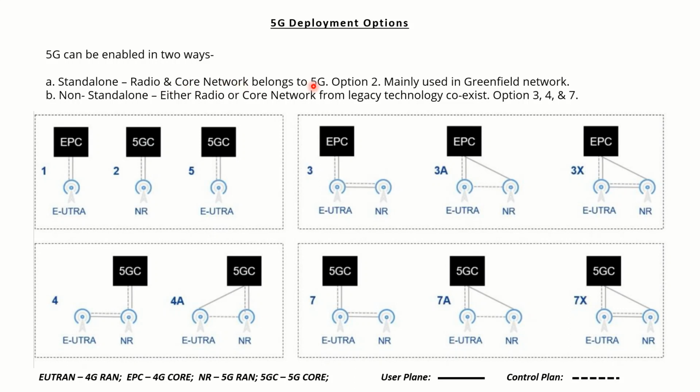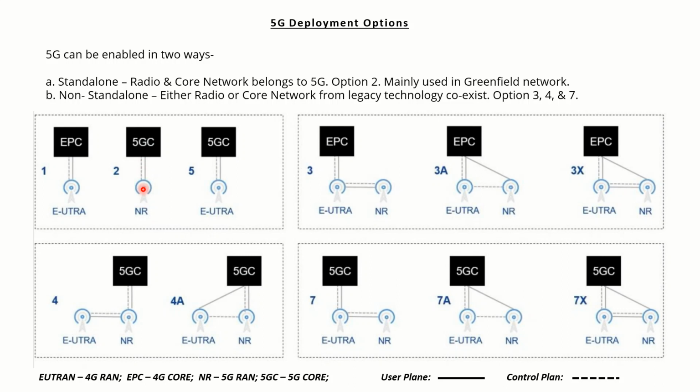In case of legacy technologies, we have seen that we have 4G standalone networks, where we have the 4G EPC core and 4G radio access network. Now, this option 2, which we see here, which is basically the 5G core network and the 5G NR, is primarily used in the greenfield network in 5G.